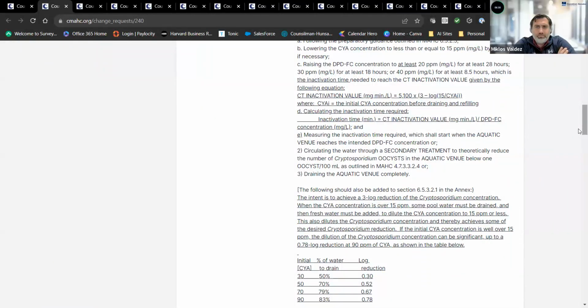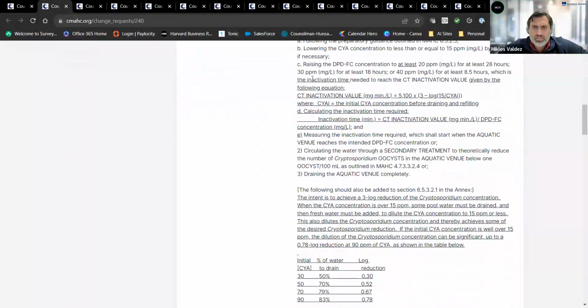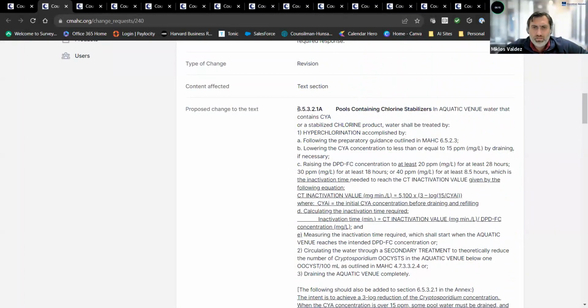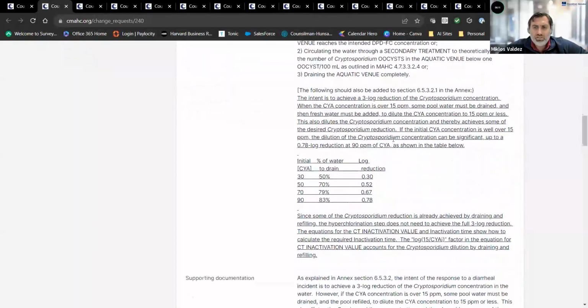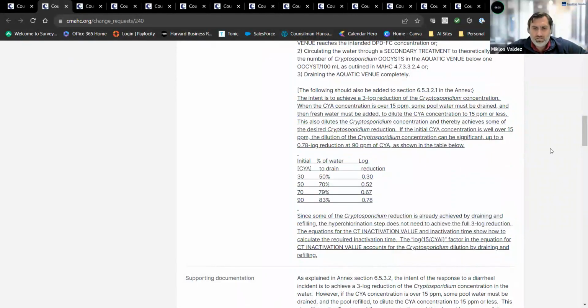Okay. So this CR, to be clear, adds language to the MAC in section 65321. It also adds the language and this chart to the annex.